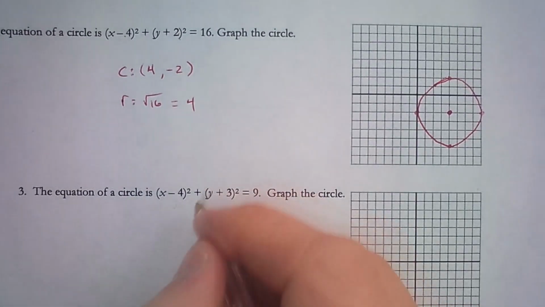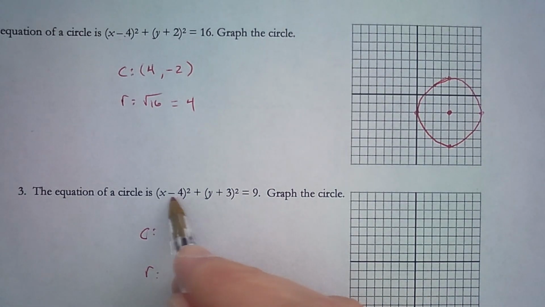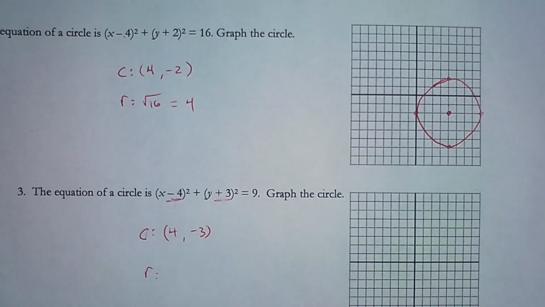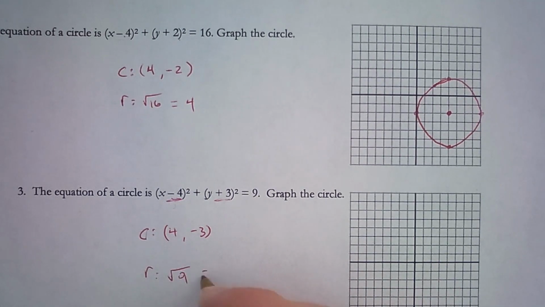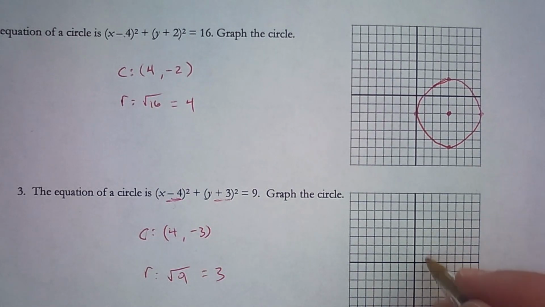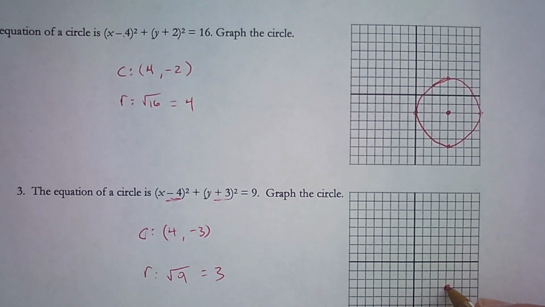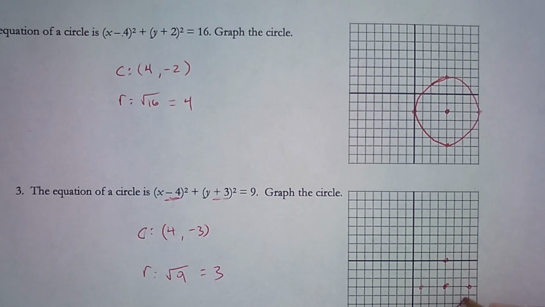Okay, so here's another example where we need the center and we need the radius. So the center comes from the opposite of what's here and here. So we have positive 4 and negative 3. And we have a radius of the square root of 9, which is 3. So we go right 4 and down 3. And we have a radius of 3. So from there we go left, right, up, and down 3 units. And then we connect them in a circle.